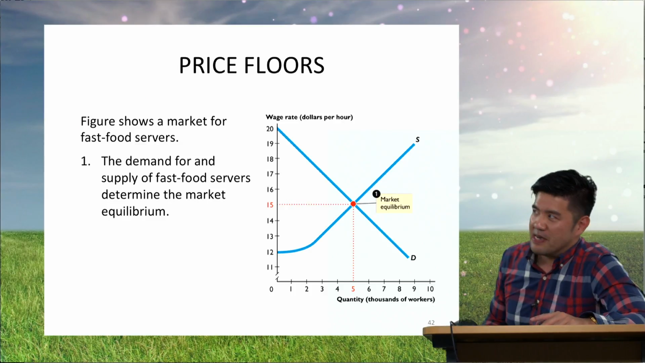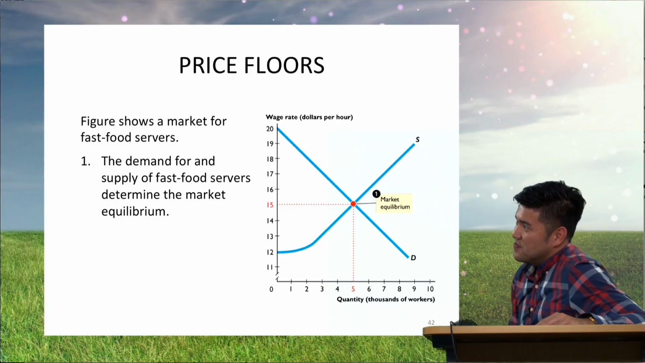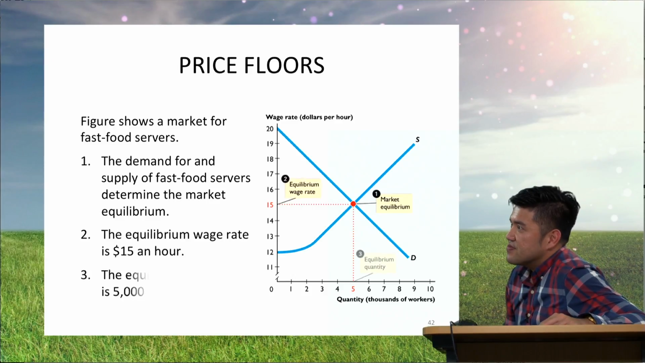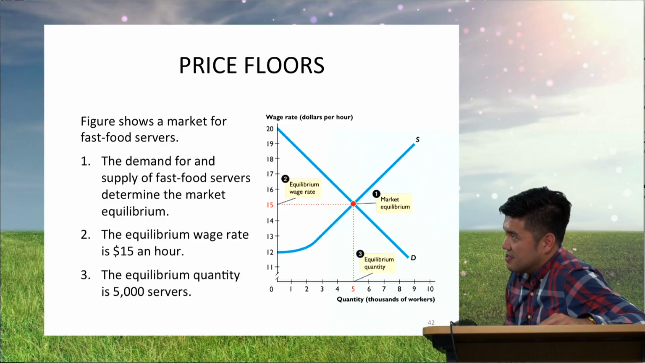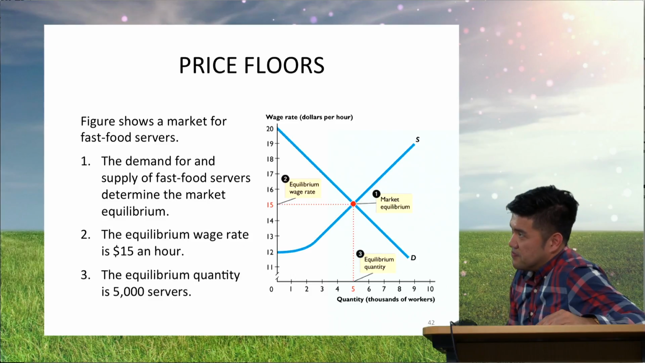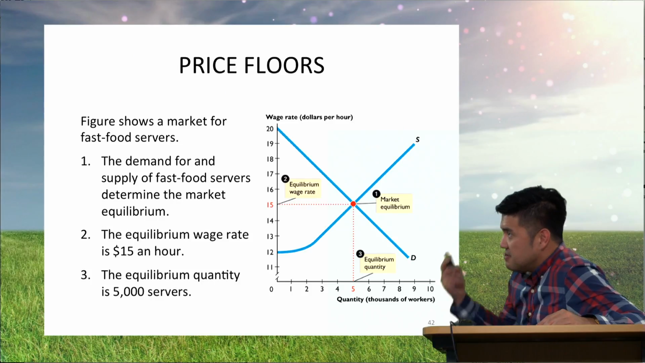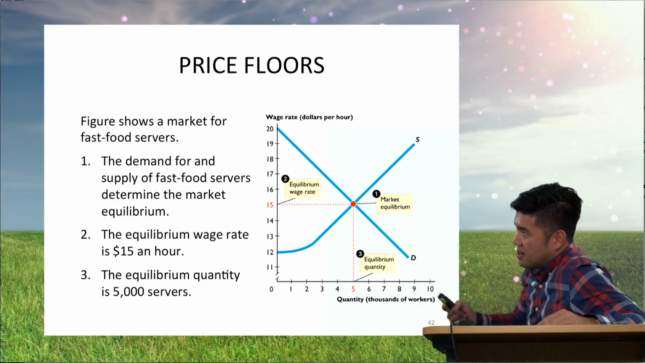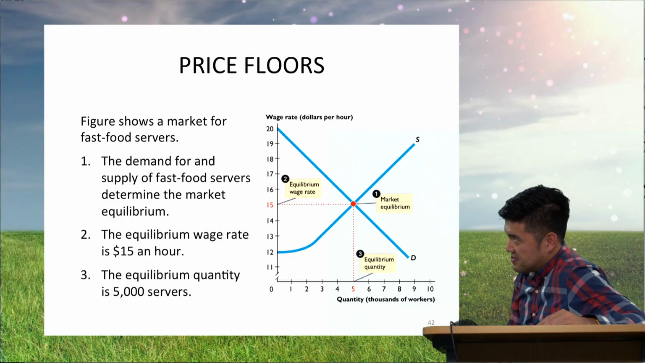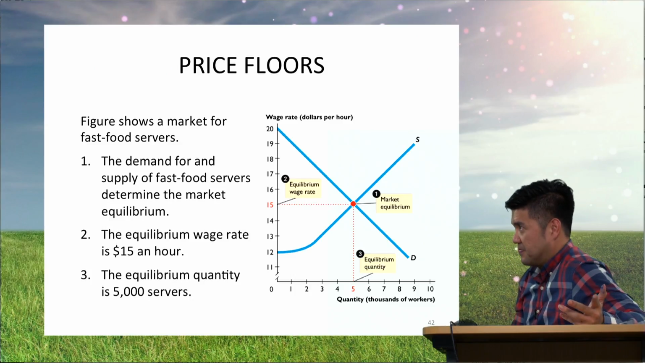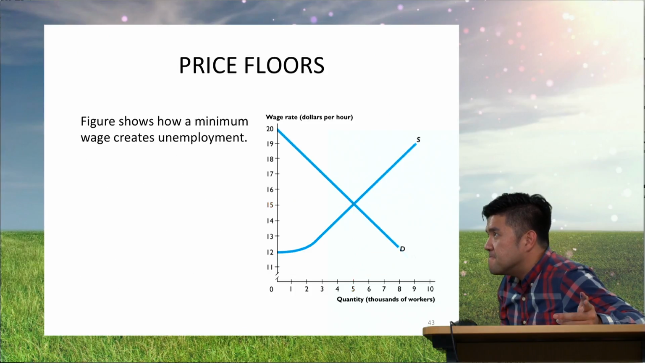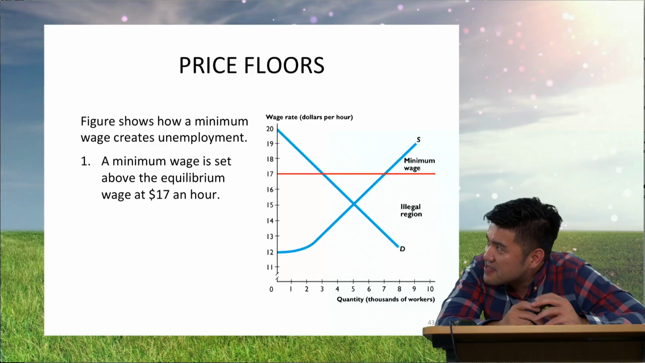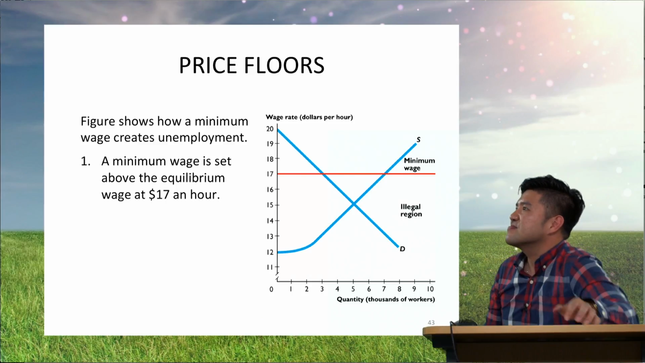Okay, listen to this. This is the important part here. Look at point 2.3. Nothing special there. Market wage, $15. Market quantity, 5, if we let the market decide. How about this?